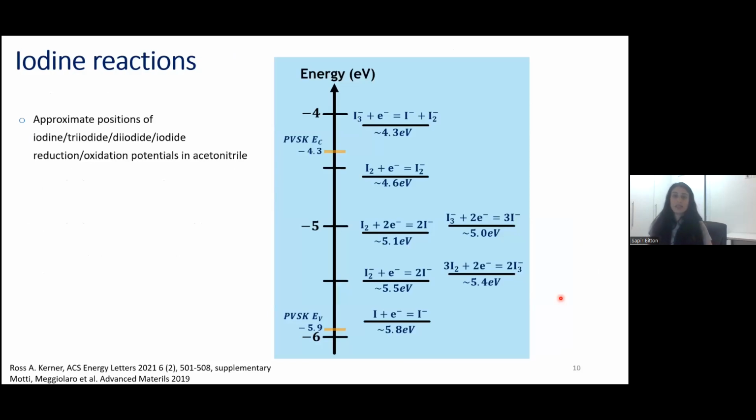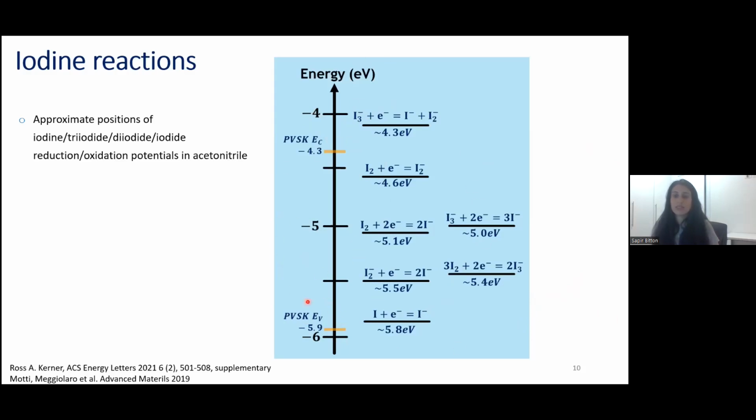And the iodine can react with other iodines or electrons and create different elements. So this is the energy graph of the different reactions. It was measured in a solution media, but it gives us some idea about the energies compared to the conduction and valence band of the perovskite. We can see it here.